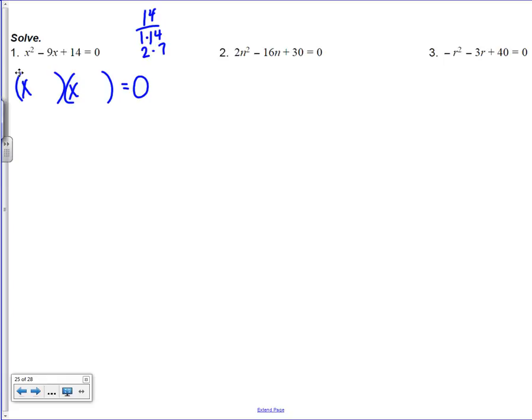Remember, my most important symbol is here. I need to add to 9. So which of those factors will add to 9? Right here, 2 times 7 is 9 (2 and 7). So I'm going to put my 2 in there, my 7 in there.